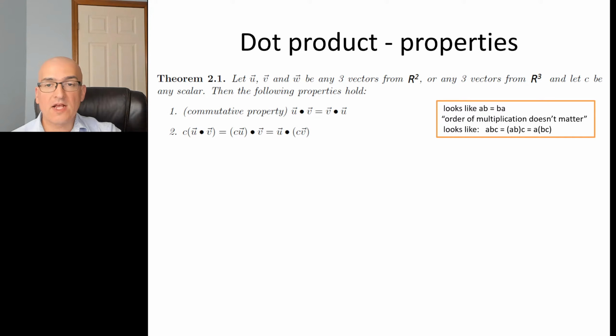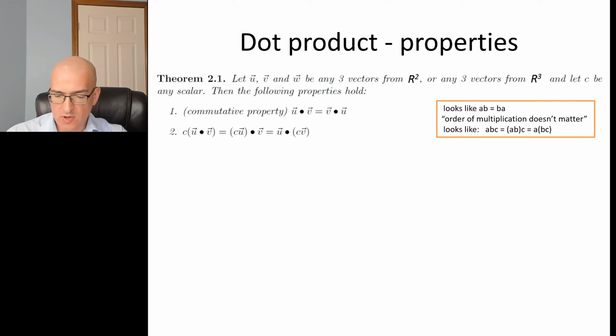The next property is that if you have a constant multiplied by the dot product of two vectors, you can move that constant around. You could, for example, put that constant with the vector u, and then take the dot product with v. Or you could take that constant and put it with the vector v, multiply it in, and then dot it with u. That second property might look silly, but I'll show you a scenario where you would want to do that.